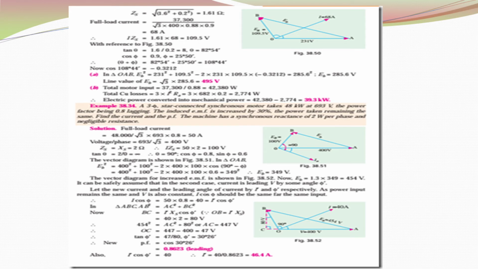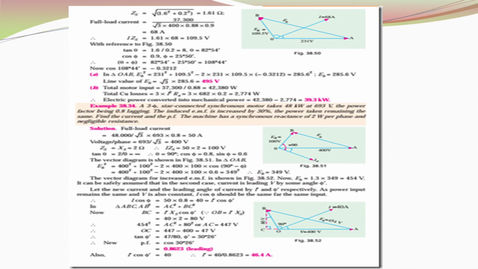So full load current is given by 48,000 divided by root 3 into 693 into 0.8, that is 50 amps. So voltage per phase is 693 by root 3, that is 400 volts, and Zs is Xs, that is equal to 2 ohms here. So IZs is 100 volts and tan theta is 2 by 0, that is infinity. Okay. So theta is equal to 90 degrees, cos phi is 0.8 and sin phi is 0.6. So the vector diagram is shown here.